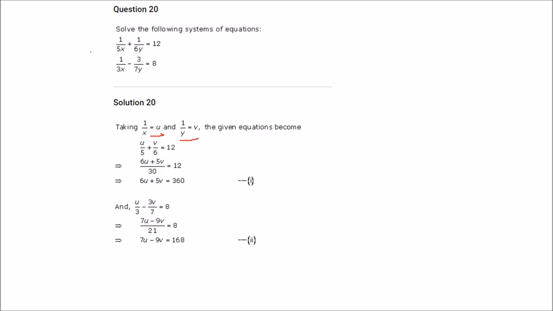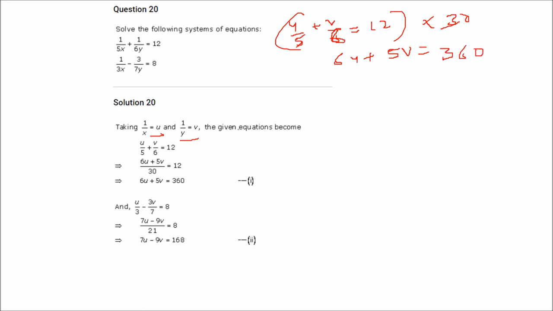See, if this is u by 5 plus v by 6 equal to 12, now 5 and 6 are there, so just multiply them. 5 sixes are 30, and multiply the whole equation, every term, by 30. Why have I done this? Because the 5 will cancel into 30 six times, so you get 6u, plus 6 fives are 30, so you get 5v equal to 12 into 30, so you get 360. So this is your first equation.